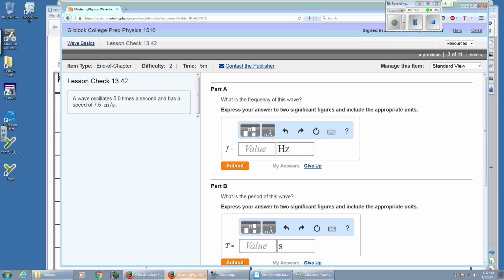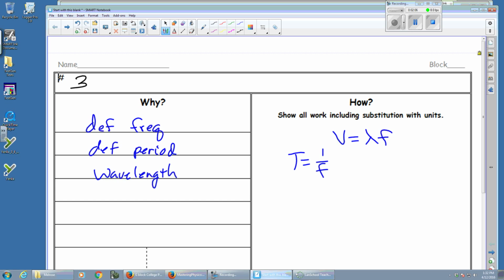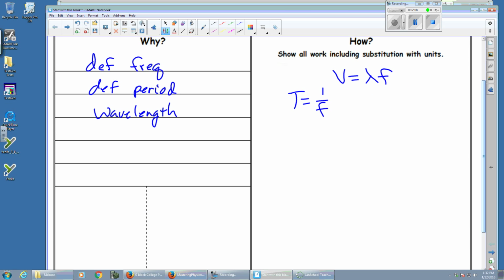So looking at this one, part A was the frequency of the wave. Well, it tells me it oscillates 5 times every second. And I know frequency is how often it oscillates every second. So that's just 5 per second. So part A, I'm literally pulling from my answer. It tells me that it's 5 times per second, which equals 5 hertz.